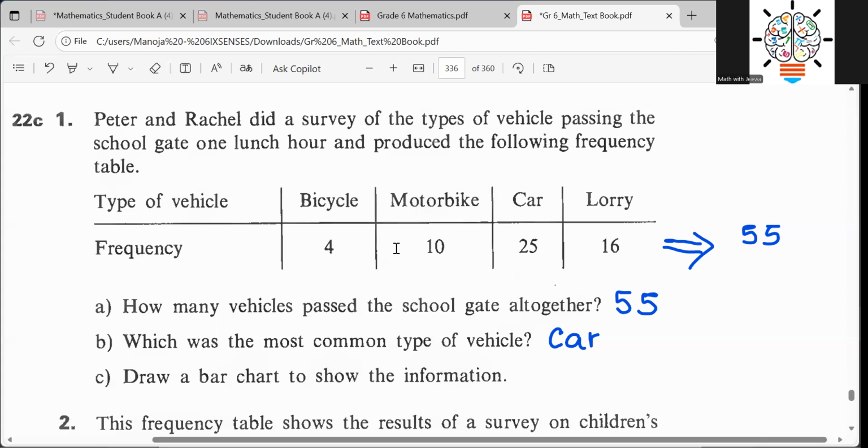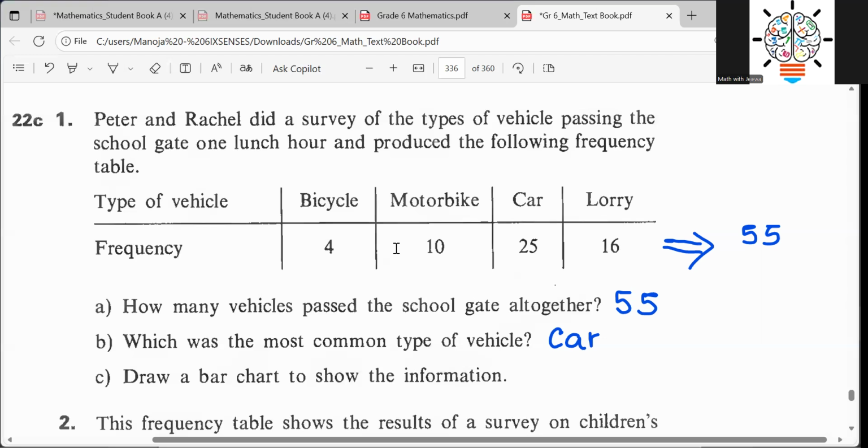When you have the frequency table, you should be able to interpret what they have given. Now, 2 kids did a survey and they want to see the types of vehicle passing the school gate, and they selected one particular duration, the one lunch hour, and they counted. So they got these results. What's the most common type of vehicle here? The car.